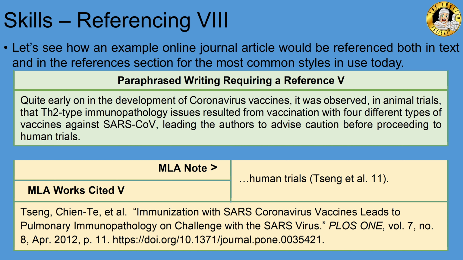Quotation marks for the title of this article, and then we have PLOS ONE, the name of the journal, volume 7, number 8, April 2012, page 11, and then the DOI. Each style is very specific. You need to be following the exact format.